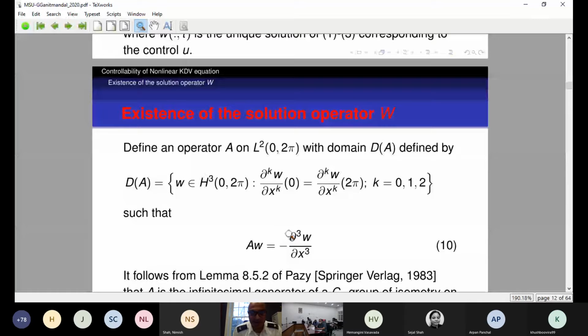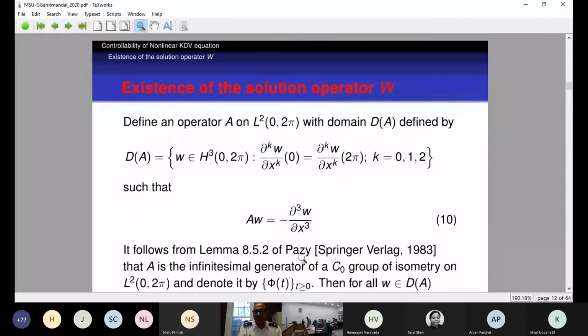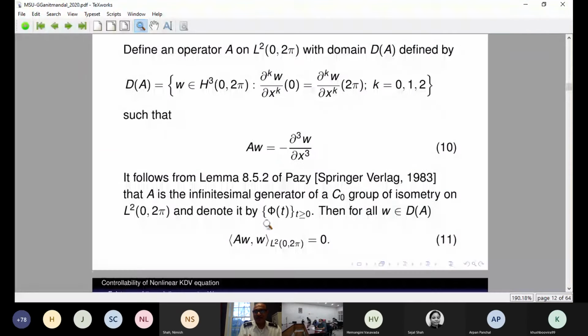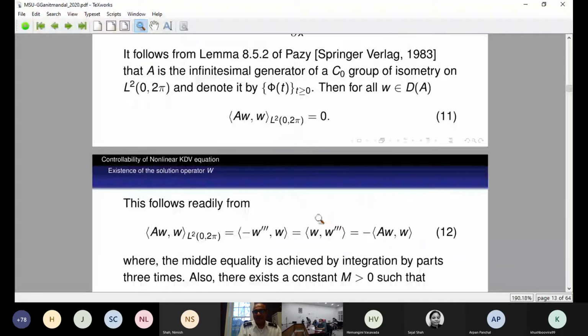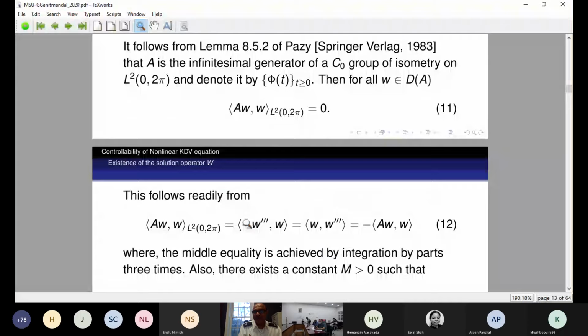Here I have defined the domain of A, that is the collection of all W in the Sobolev space H cube, such that this boundary condition is satisfied for k equal to 0, 1, and 2, and A is defined as negative del cube W over del x cube. And it is quite simple to prove that the inner product of AW and W is equal to 0. Because if you take the inner product of AW and W and use integration by parts, of course, for the partial derivative here 3 times, you are going to get this one. So if you send this one to the other side, this one is achieved.